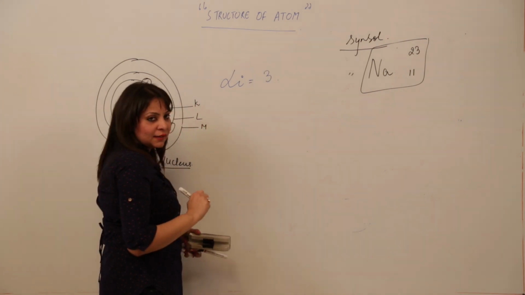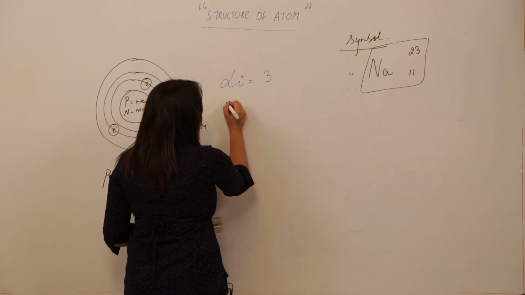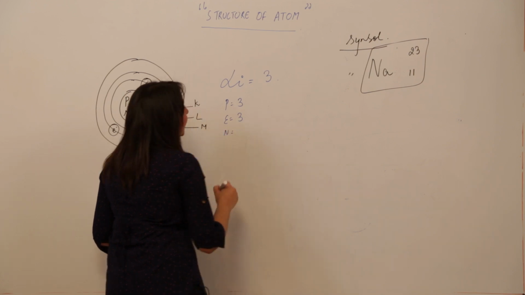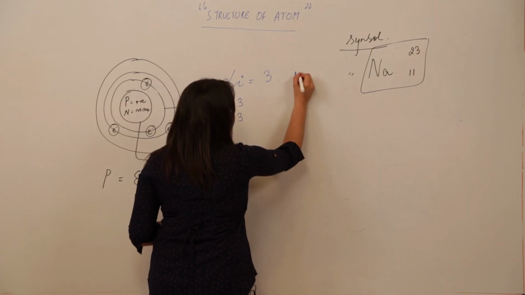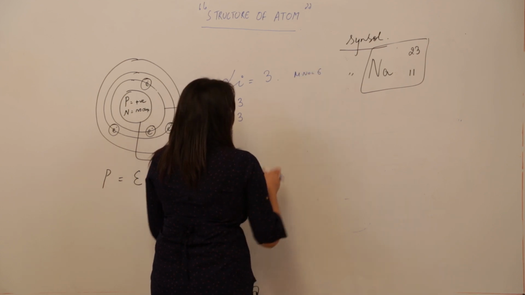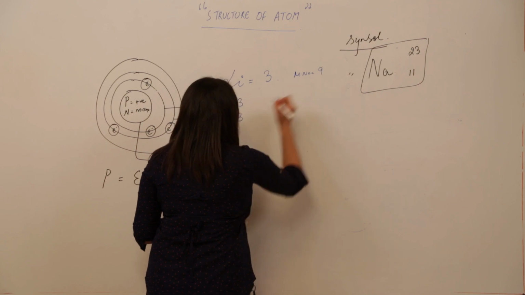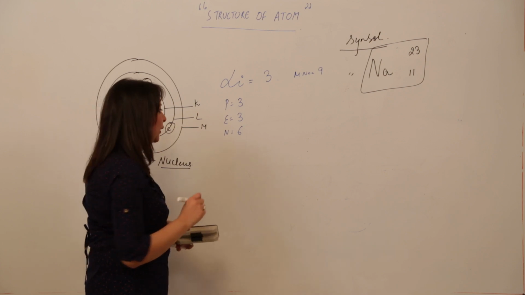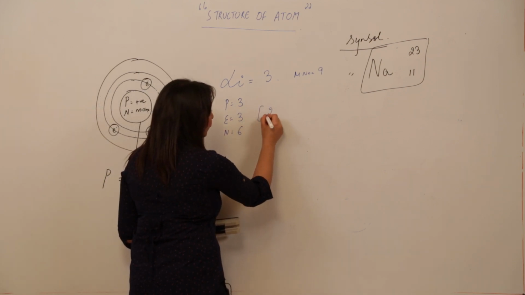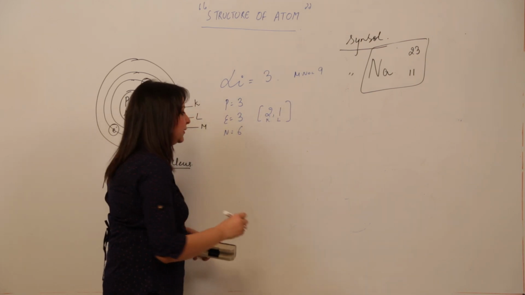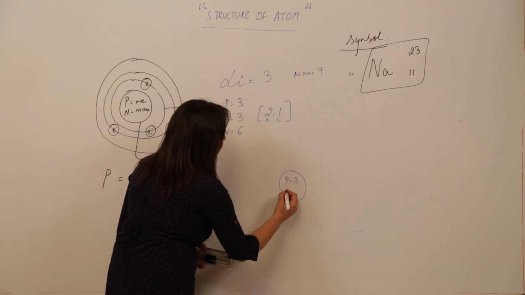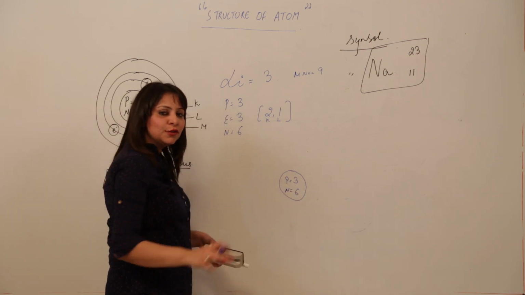So lithium's atomic number is 3. So number of protons 3, number of electrons 3, and its mass number is 9. So how many neutrons does it have? 6, right? So now we will be making an atomic model for it. Before that, we will write the electronic configuration. Now you know how to write K and L, right? Now we will make a model. First we will make the nucleus like this. How many protons? 3. How many neutrons? 6. So this is the composition of the nucleus.